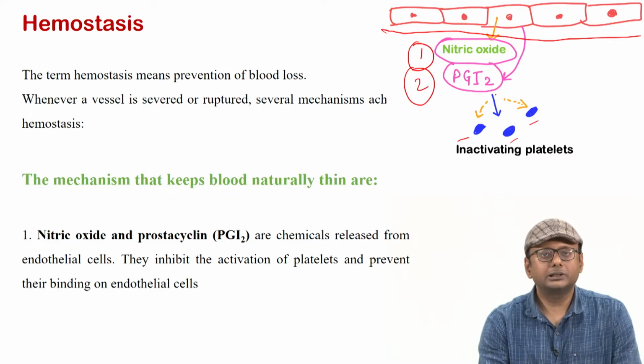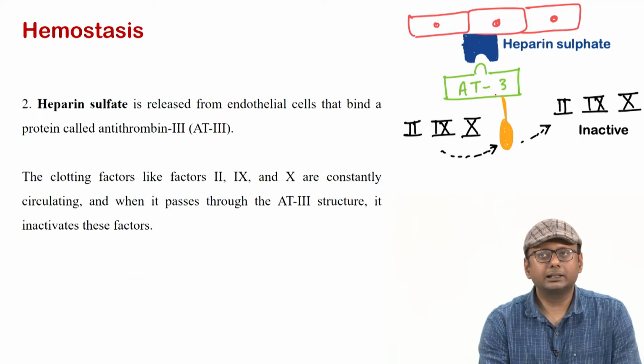So in a general condition, when the blood is flowing in our body, the platelets are in an inactivated state, preventing any type of blood clotting. There are other molecules also. For example, in the endothelial cells you can see a heparin sulfate type of receptor. This heparin receptor activates the antithrombin 3 molecule. Once antithrombin 3 gets activated, it prevents the activation or the synthesis of various clotting factors.